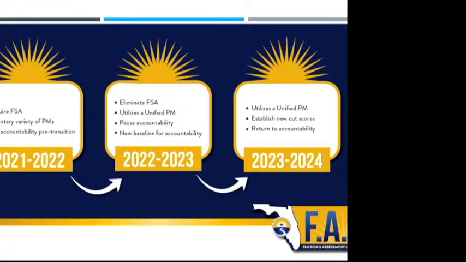I know Daryl showed a slide from DOE. This is one of their slides. It just shows you the timeline in a different way. And here they've called it a unified progress monitoring system and illustrates that next year the high stakes will be on hold for 1 year.